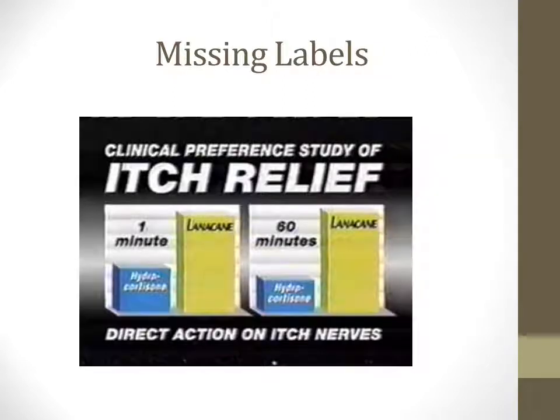This advertisement uses a graphic to show that their brand is better than their competitors. What is missing, though? There are no scales included in this graphic. It looks like the Lanacane works much better than its competitor. Without scales, though, we have no idea what this graphic is really showing us. All graphics should contain a scale to inform the viewer what it is that the data is showing.